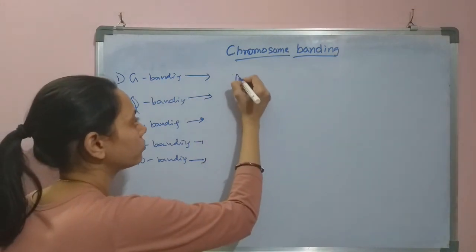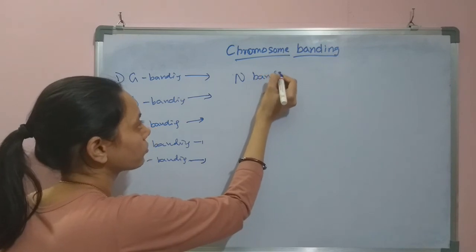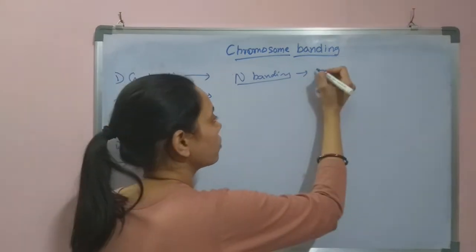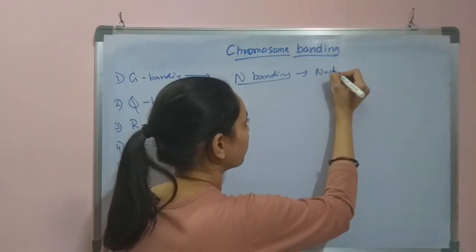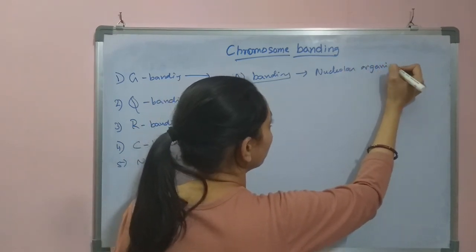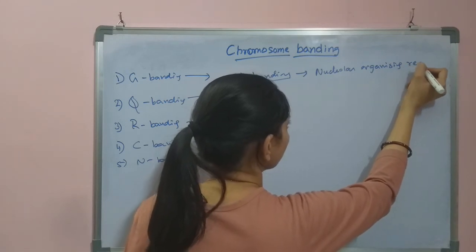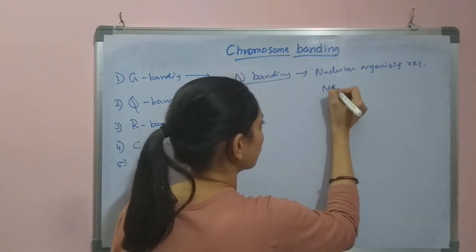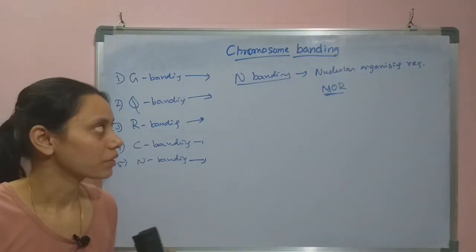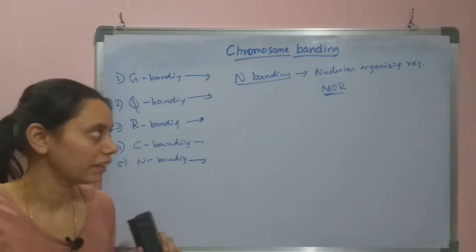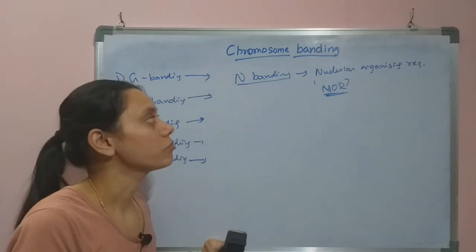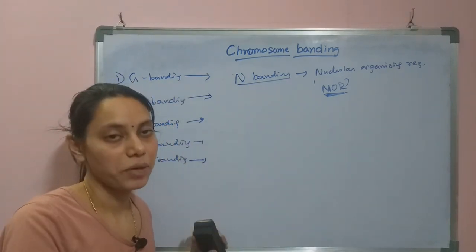So here, using this N banding we are going to stain the nucleolar organizing region, or NOR simply. Basically this stains all over the chromosome, but mostly to identify the nucleolar organizing region present in the chromosome we go for this N banding technique.